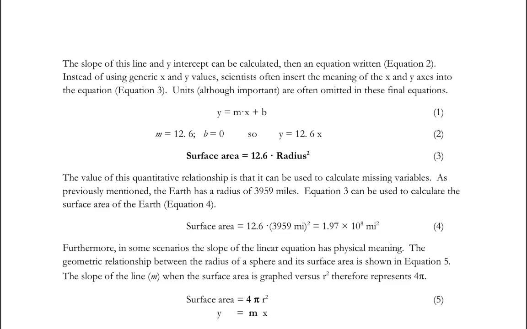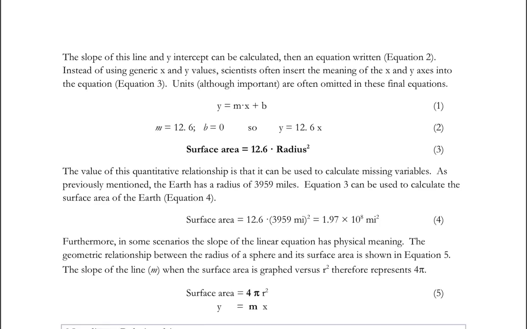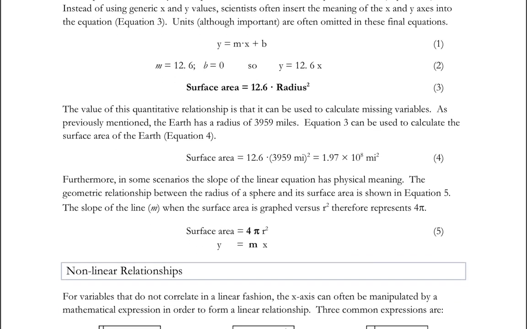And then we can apply that because that equation will work for any sphere like that of the Earth. We have the radius of the Earth. It is 3,959 miles. Maybe on the average. We square that, multiply by 12.6, and we get the surface area of the Earth. That's that value, 1.97 times 10 to the 8th miles squared.